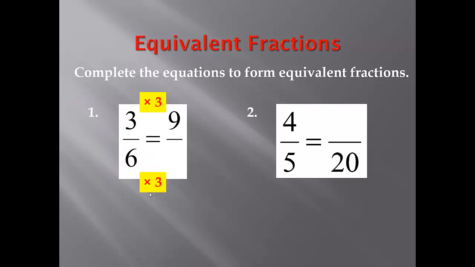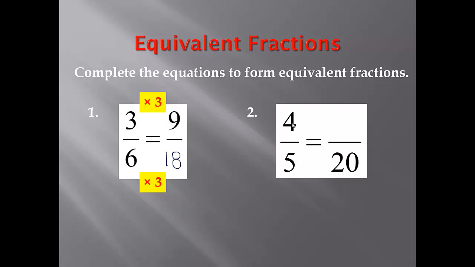In order for them to be equivalent, we have to do the same thing for the numerator and the denominator. So 6 times 3 would be 18. So 3/6 is equal to 9/18.